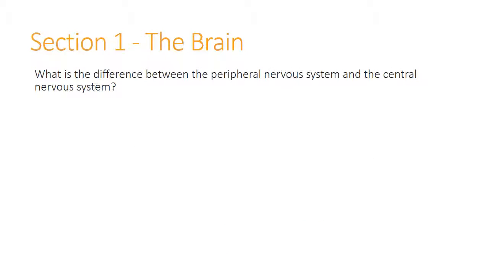So this is more of a broad question. What's the difference between the peripheral nervous system and the central nervous system? Well, I like to think in the center first, so I'm going to be a little selfish and think about the central nervous system first. The central nervous system is going to include two main things. That, of course, is going to be the brain, and it will also include the spinal cord.